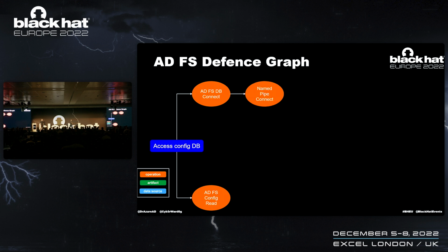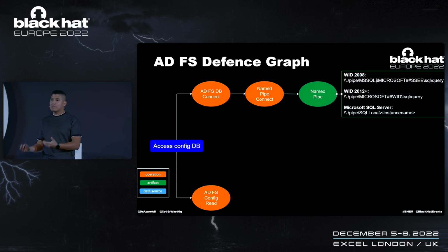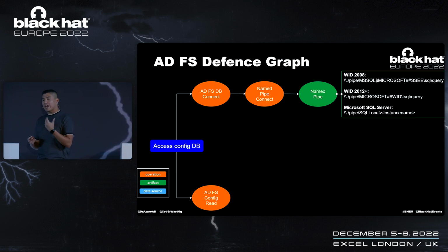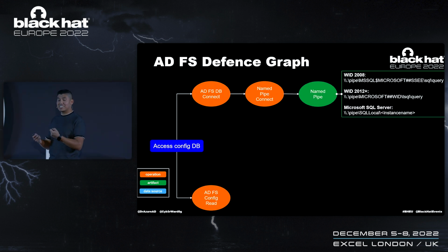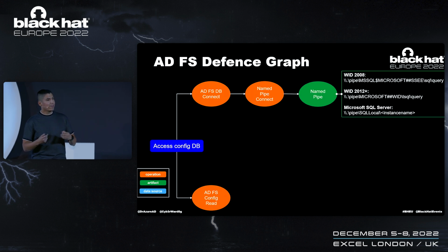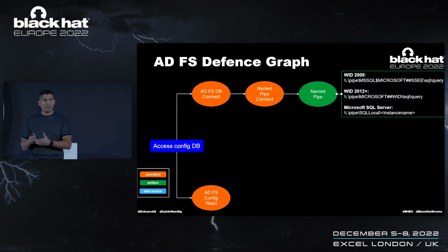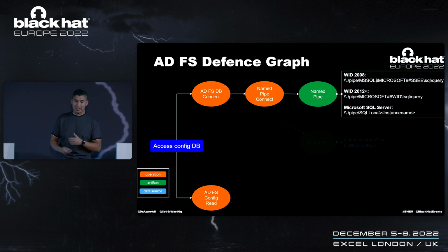When we start talking about connecting to the database, by default the connection happens over a named pipe. The format of the named pipe will change a little bit depending on the version of your server. And if you're actually using a SQL server, by default you also have named pipe connections as an option to connect to that locally. So there is also a way to connect locally to that database.